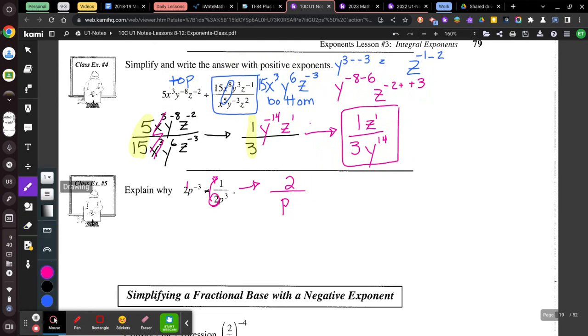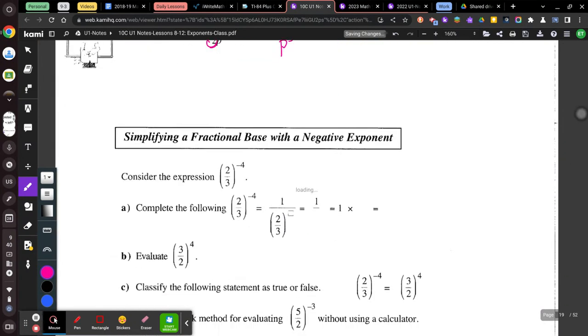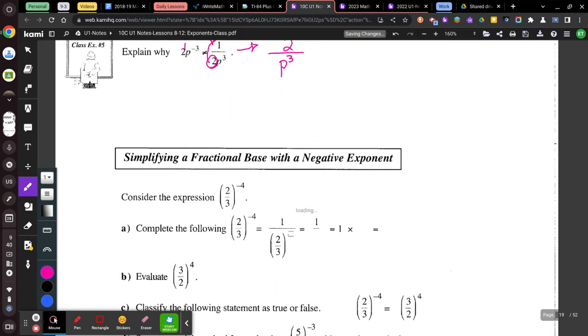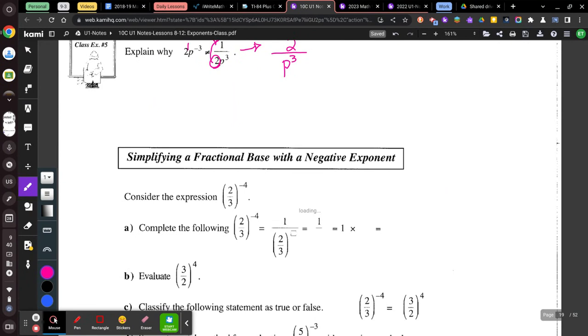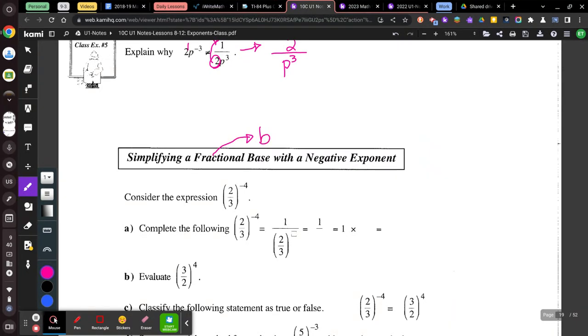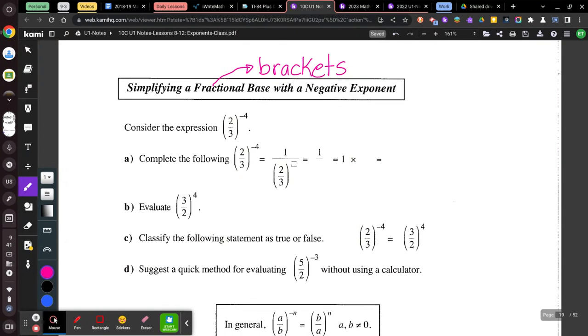Okay, last example on the bottom. What if it's fractions? What if you've got a fraction? Well, fractions, first of all, get brackets. The first thing we need to know about fractional bases is brackets always. Okay, and the only way to solve a bracket is to multiply the outside exponent inside.